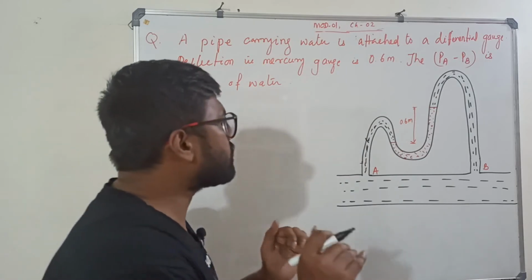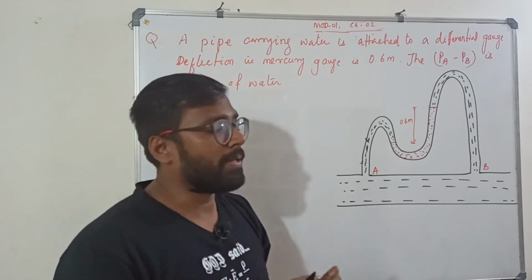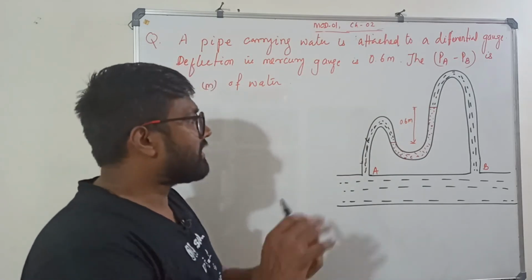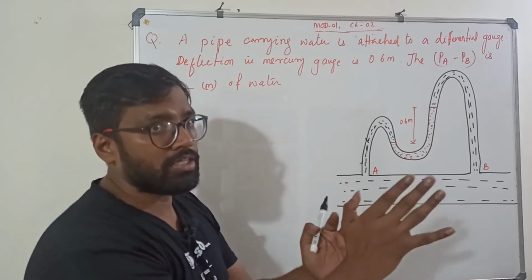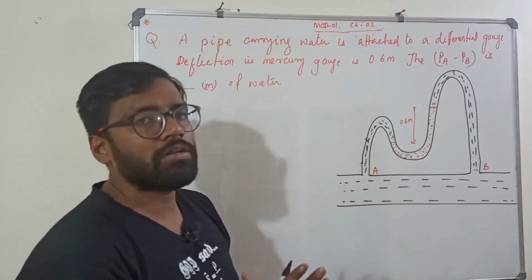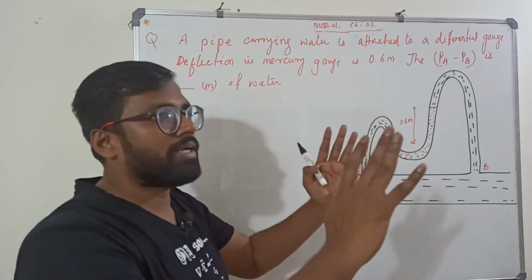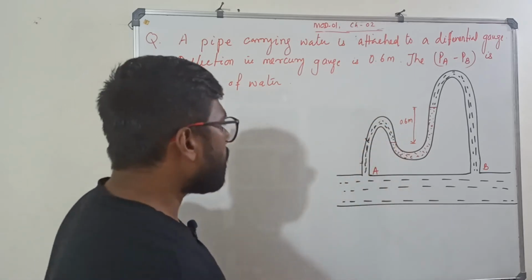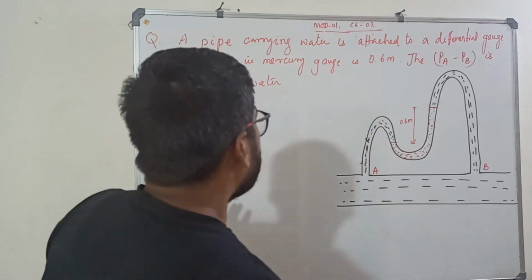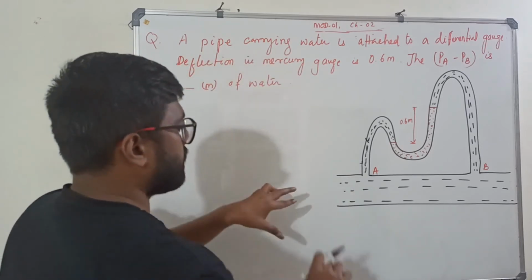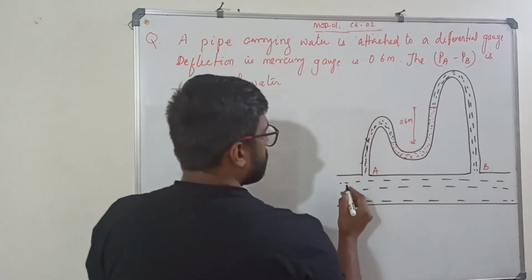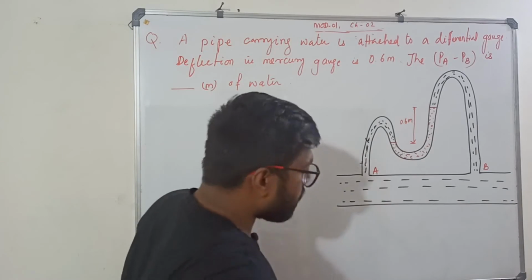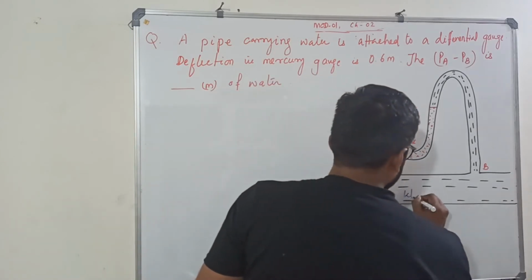So that's why we'll always go for tricks. These are thumb rules, and they are not wrong. They will save your time and you will solve very easily. Just keep in mind your Pascal. What they have given is, there is a pipe carrying water. So this pipe has water.